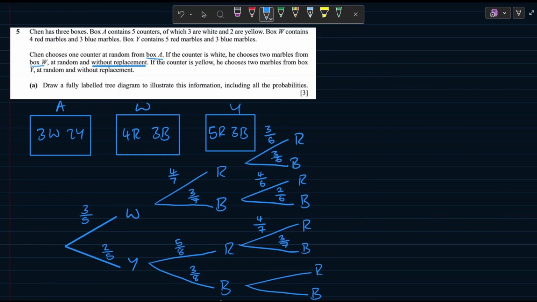Now assuming we picked blue first, we again only have 7 marbles to pick from, but we still have all 5 red marbles, so 5 out of 7, and we only have 2 blue marbles remaining since we had already picked one. And this is our fully labeled tree diagram.